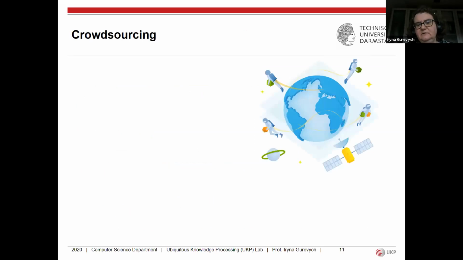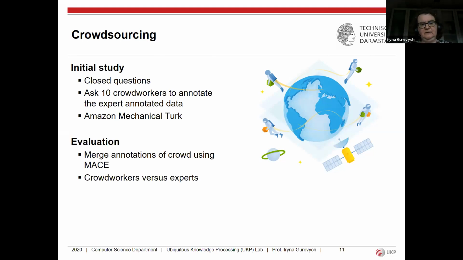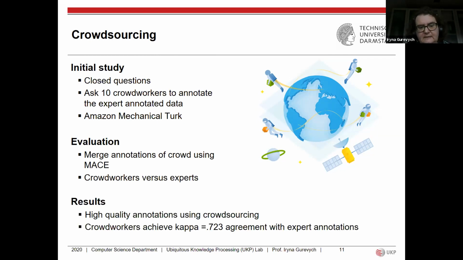So the next step is to scale the annotation process up, since we have said that we require a large amount of annotated data, and this cannot be done with expert annotators. So in our initial study, we asked 10 crowd workers to re-annotate the expert annotated data on AMT. And then we merged the annotations of the crowd using MACE, and we compare the agreement of crowd workers versus experts. The result is that the crowd workers achieve kappa of 0.7 agreement with expert annotators, which we consider to be a very good result, since it is comparable to the agreement of experts among each other.